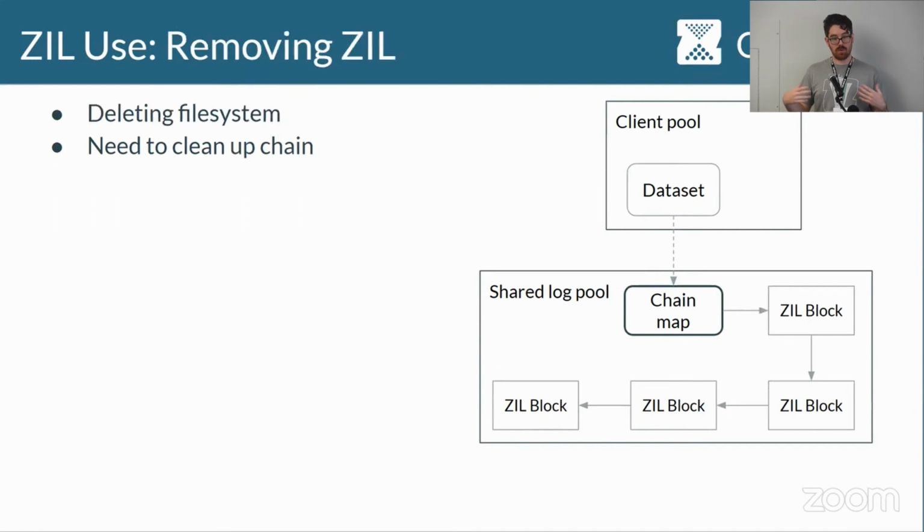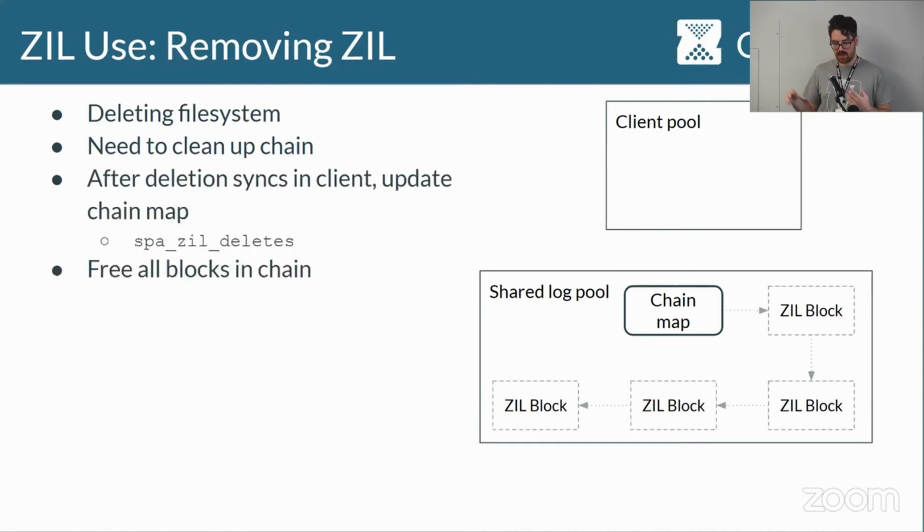The next case is where we're removing a ZIL. We're deleting a file system. We need to free all of the blocks in the chain and get rid of them and remove the chain map entry. And that happens pretty straightforwardly. So again, after the transaction group syncs in the client where we deleted the file system, we update the chain map. There's a new data structure called SPA ZIL deletes. That's just a list of all the deletions we're doing in this transaction group. So the transaction group syncs out, we apply the list of deletes, and then in the shared log pool, we go through the chain, free all the blocks, and then delete the entry from the chain map.